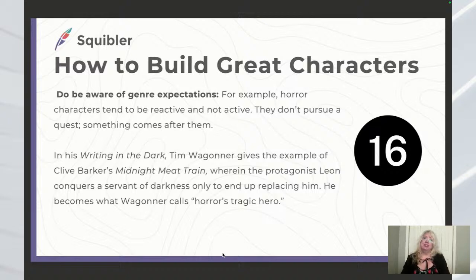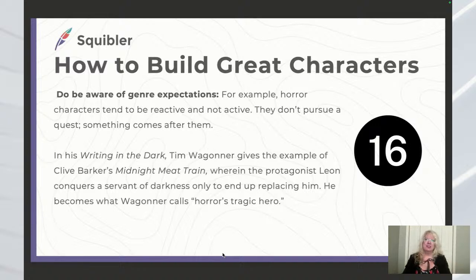You should be aware of genre expectations. For example, horror characters, when you're watching horror on film or reading about horror in a book, they tend to be reactive and not active. They don't pursue a quest the way that we think of normal characters. Something usually comes after them.